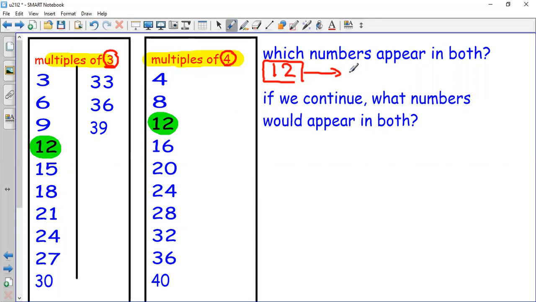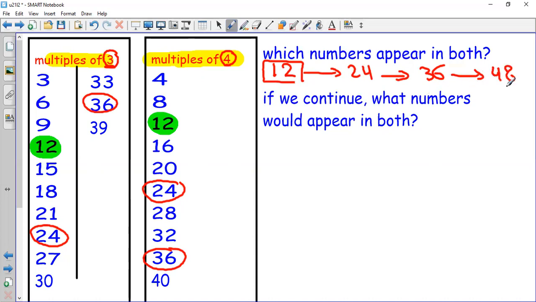Let's check. If I double the 12, it will be 24. Let's check. 24, yes, it is here in multiples of 3 and multiples of 4. Add another 12, 36. 36 is here, in multiples of 3 and multiples of 4. And if I extend or complete the list, it will be 48. 48 is also a multiple of 3 and a multiple of 4. Why? Because it is a multiple of 12.